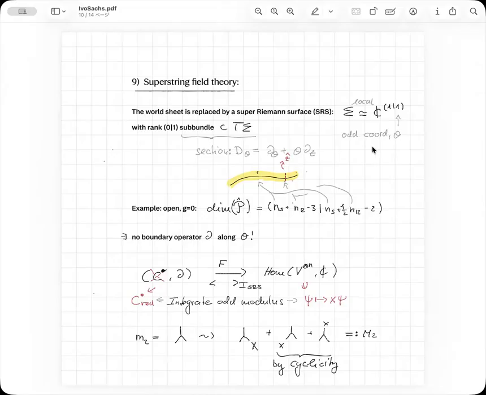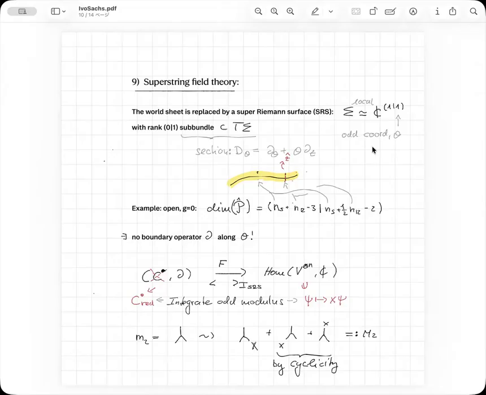And you need to have what's called a rank 0|1 odd subbundle, which is basically a supersymmetry covariant derivative. It's D = ∂_θ + θ∂_z. So this is a typical section of this tangent bundle of the super Riemann surface, and it should be maximally non-integrable. That means that if you take the square of this, it should not be proportional to itself. So that is what you assume. That's the analog condition of having a Riemann surface.